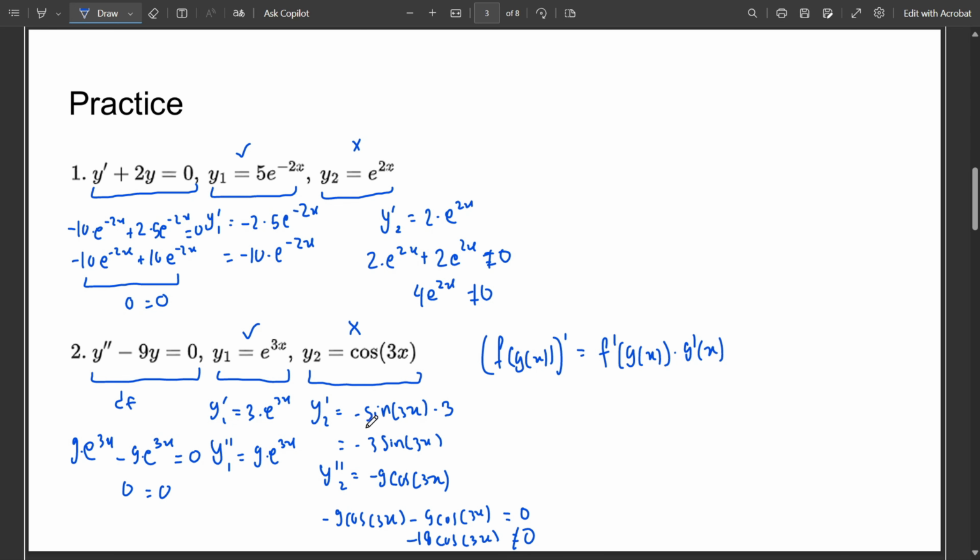Wait, let me check if it's correct. So we have y prime equals negative 3 sine of 3x, and you take the derivative, so it becomes 3 times 3, 9, and the derivative of sine, which is cosine, and negative 9. You just substitute this one, so negative 9 cosine minus y. This is y, so yeah, it's correct. So this is not a solution.